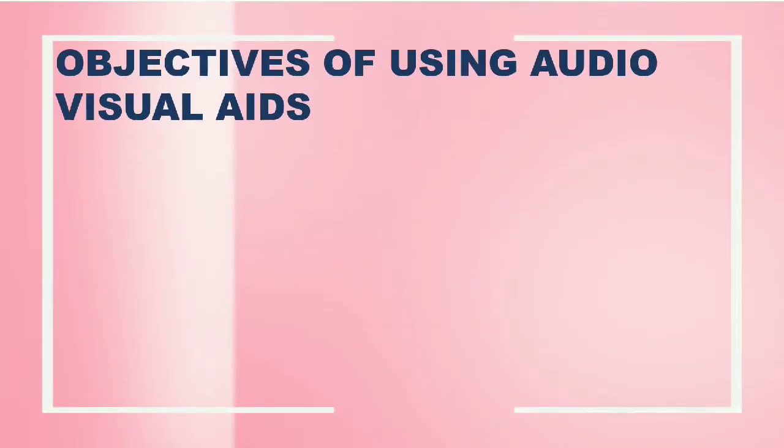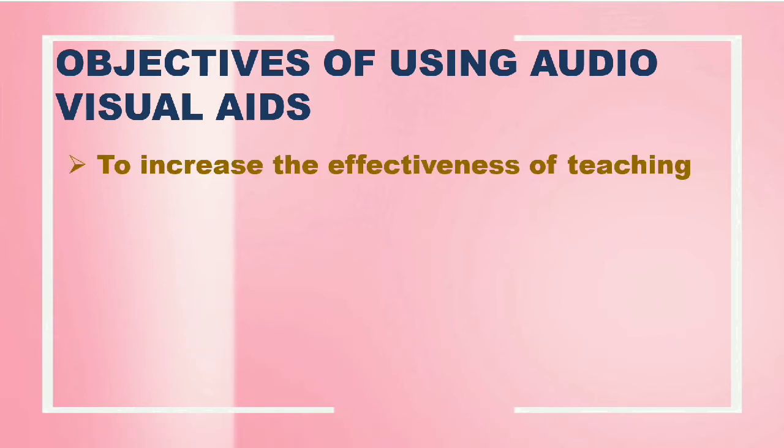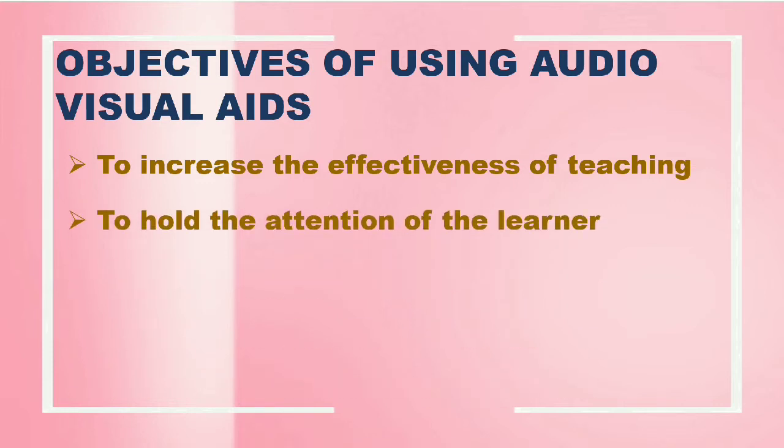What are the main objectives of using audiovisual aids? First, to increase the effectiveness of teaching. Audiovisual aids allow students to learn more new things with the help of advanced technology, especially in class activities, assessments, research, and proposals. Second, to hold the attention of the learner.